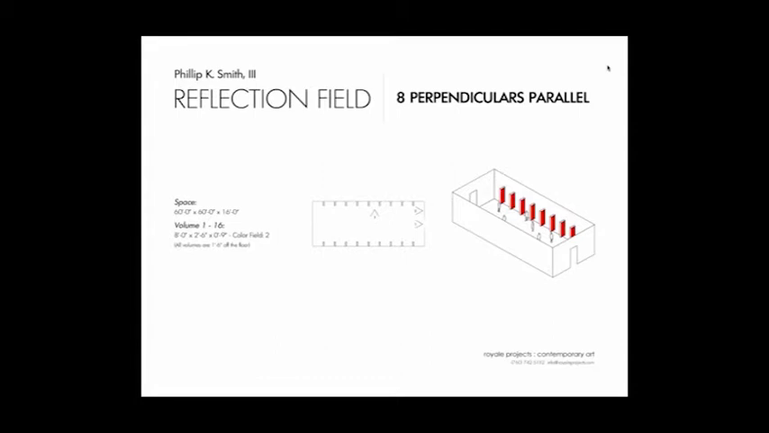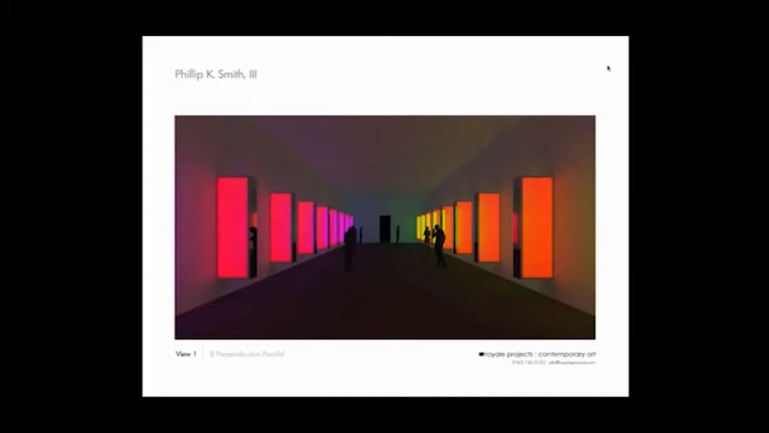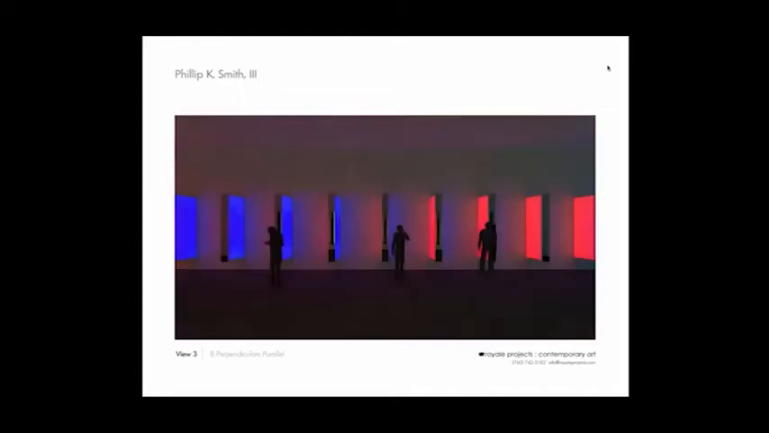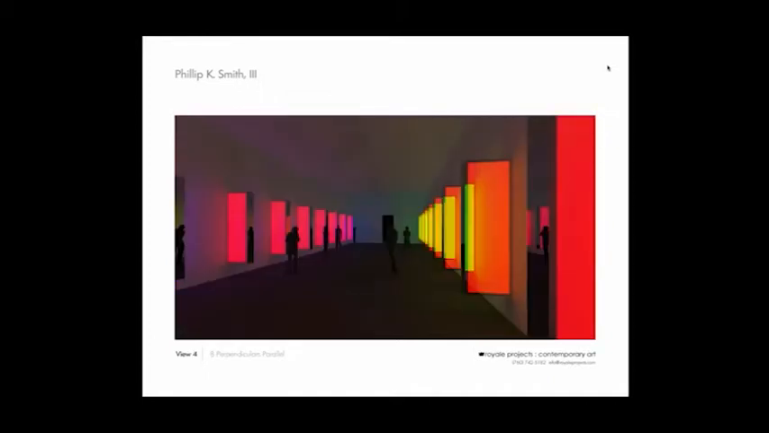But this last one was inspired by a Flavin installation I saw in Houston last summer called Eight Perpendiculars Parallel, which essentially is these planes on each wall with one color on each face, blue on one side, red on the other, but always changing and moving through the color spectrum. And this interaction of that mixture of color through perspective, that now as you move close to that wall, the colors begin to merge across that surface. As you step away, they can begin to separate.